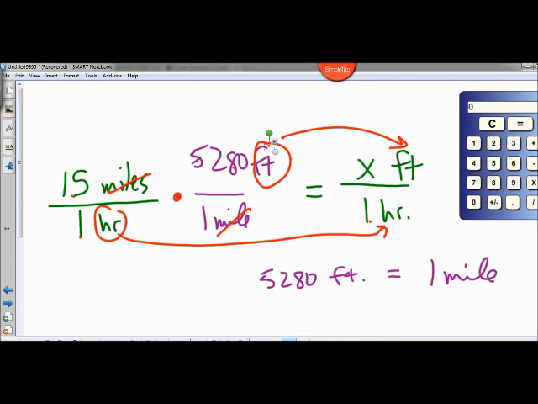And 15 times 5280. Now again, I'm going to call on my friendly calculator. 5280 times 15 is whatever it happens to be. I think I did 75, didn't I? Let's try that again. 15 times 5280. Right, and that's 79,200. That would be the numerator, 79,200 feet over 1 hour. So 79,200 feet in 1 hour.